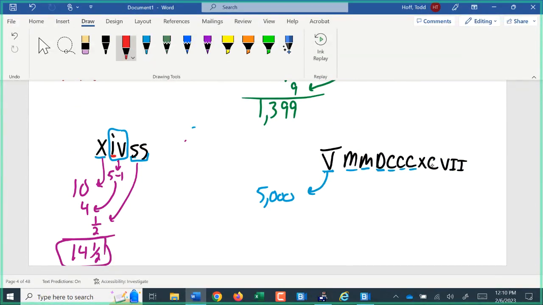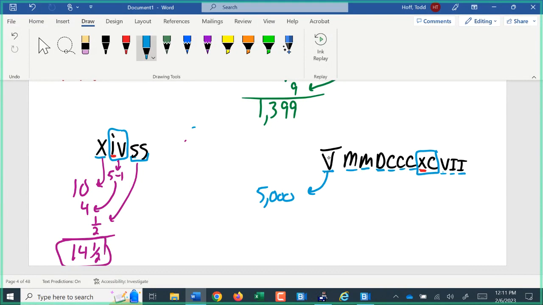X is followed by C, so X is 10, C is 100, so it's followed by a larger digit. So that tells me that X is negative, it's subtractive, and it goes with the digit coming after it. Then we have V, which is 5, followed by I's, which are 1. So those are all positive.